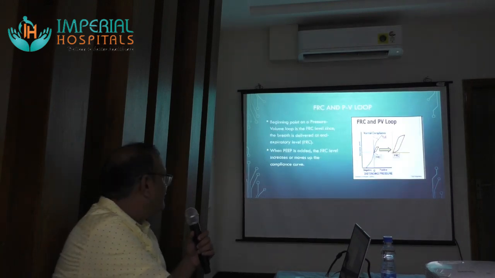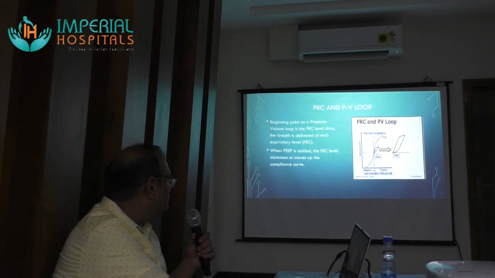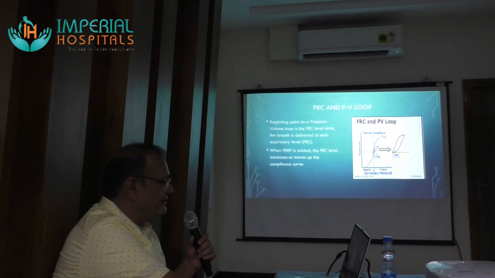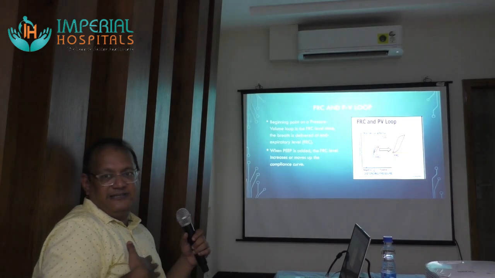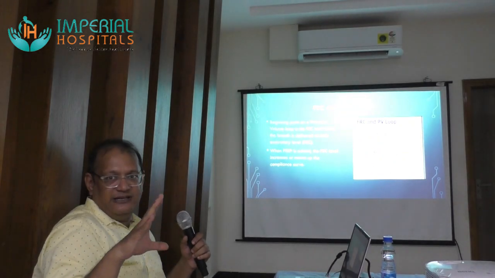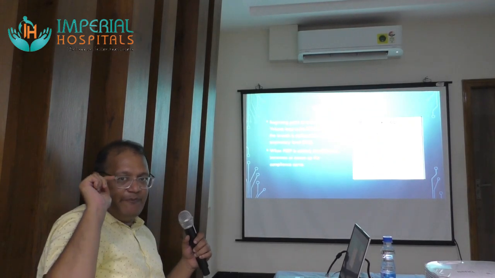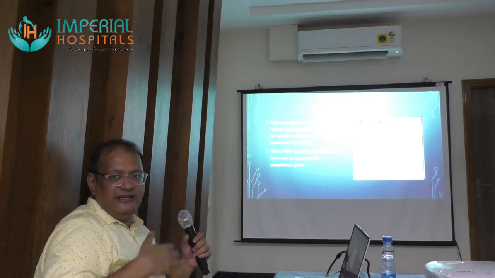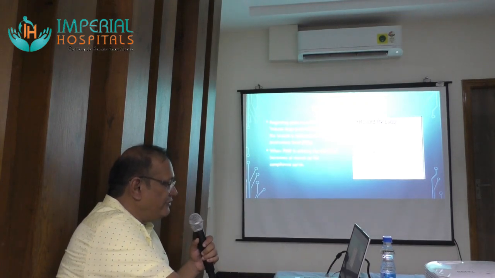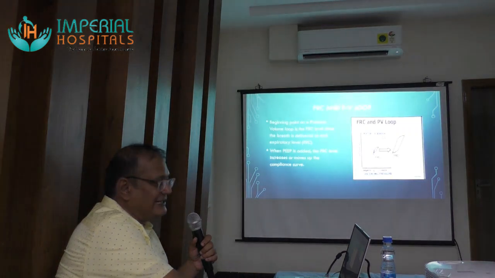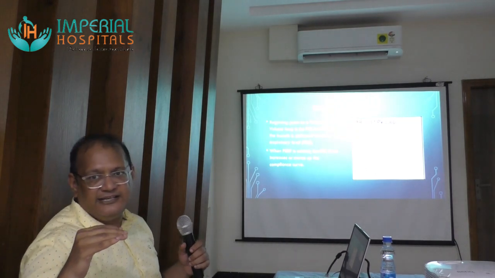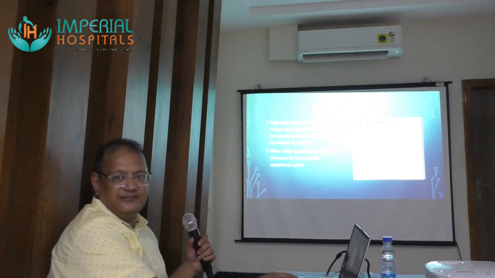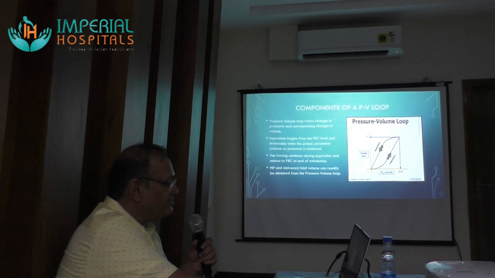So functional residual capacity and pressure volume loops. The beginning point of the loop is the FRC level, since the breath is delivered at the end expiratory level. So with functional residual capacity, the only volumes you're changing are equivalent to tidal volumes in the patient. The point where you're giving the breath will determine the FRC for the patient. So when PEEP is added, the FRC level will increase. If you give a certain amount of positive end expiratory pressure, it means you're increasing the functional residual capacity for the patient.